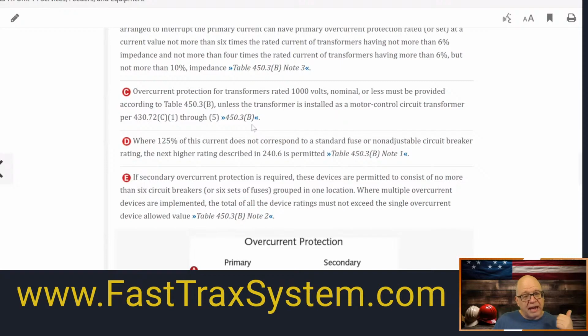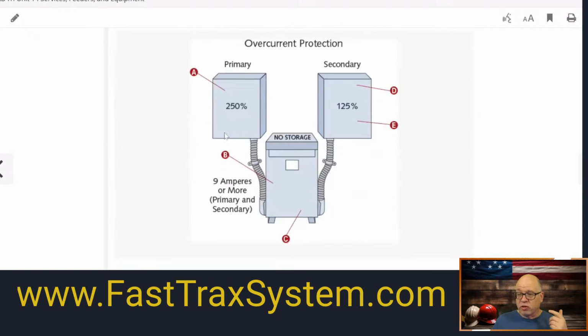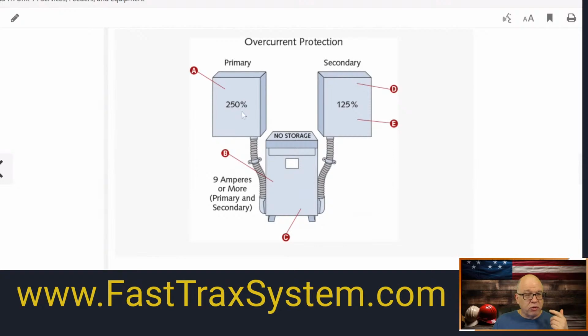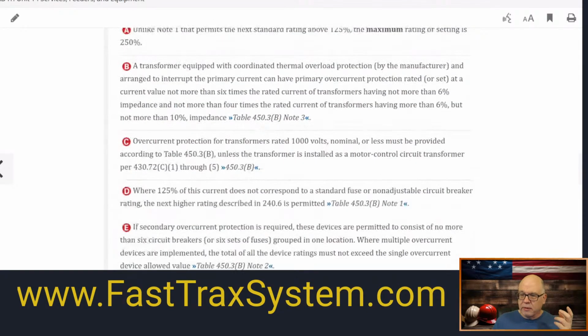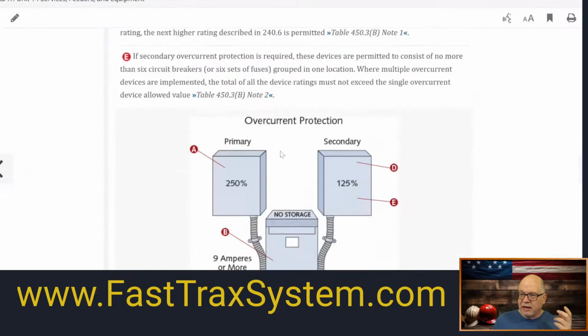And it shows you that you have to provide that protection. In this case, we're doing it with this 250 on the primary, but we got this 125 on the secondary. Next, D, pointing it right here.